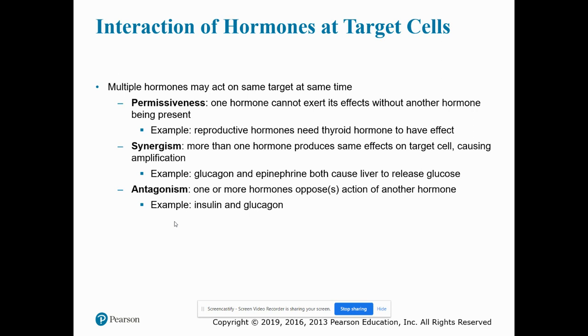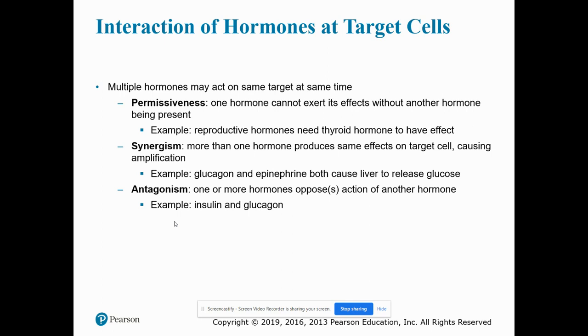We have permissiveness. This is where one hormone cannot exert its effects without another hormone being present. As an example, reproductive hormones need thyroid hormone to have effect. We have synergism. This is where more than one hormone produces the same effects on target cells, which is going to cause amplification. And that's the big deal with synergism: amplification. Example is glucagon and epinephrine both cause the liver to release glucose.